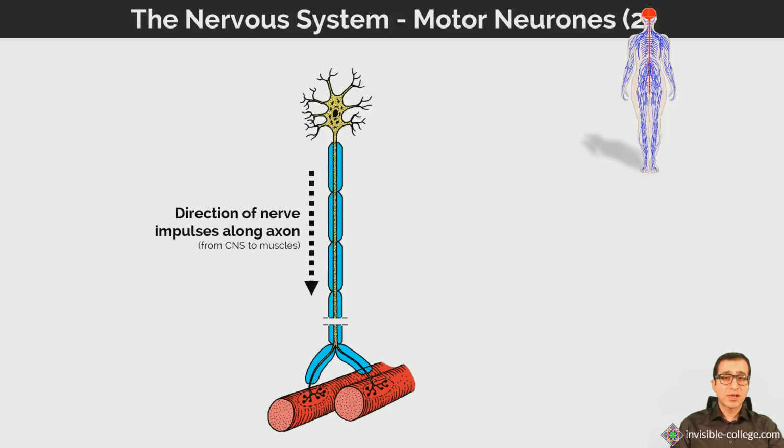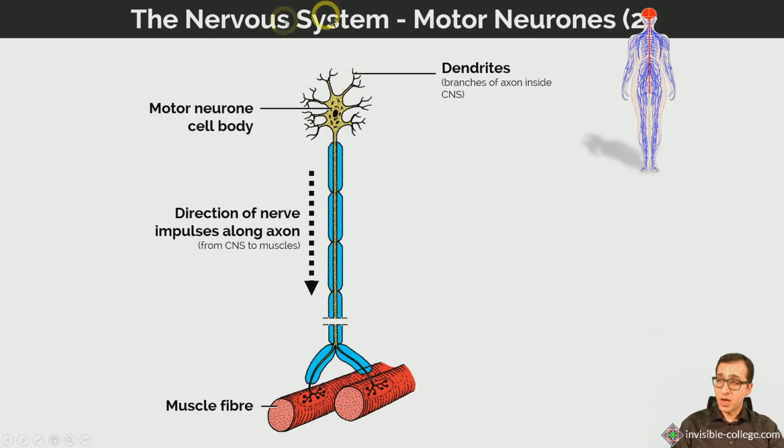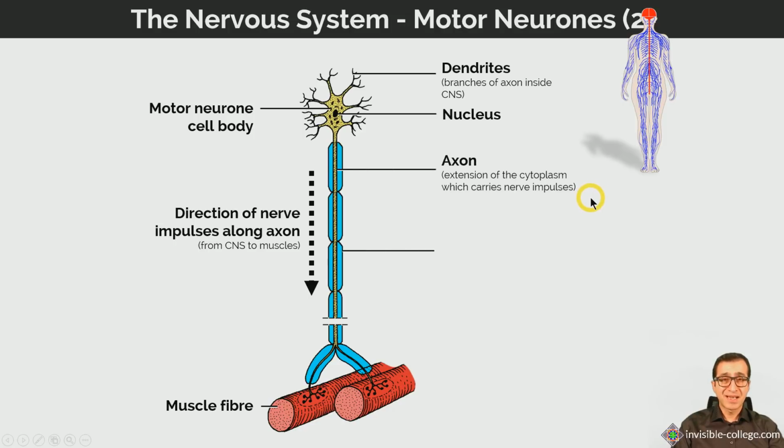So here we can see the direction of nerve impulse traveling along the axon of this motor neuron. Here we can see the motor neuron cell body, and here we can see that it's synapsing onto muscle fibers. So here we can see the dendrites, which form connections with other neurons surrounding this one, which are not shown in this diagram. Here we can see the nucleus, and here we see the axon and also the myelinated sheath of the axon as well.